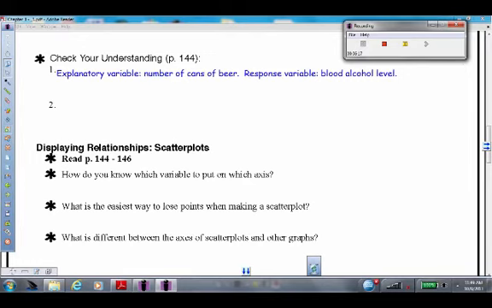Okay, so how does beer affect the level of alcohol in our blood? The legal limit for driving in all states is 0.08%. In a study, adult volunteers drank different numbers of cans of beer. 30 minutes later, a police officer measured their blood alcohol levels. So we're identifying the explanatory and response variables. The explanatory variable is the number of cans of beer. The response variable is the blood alcohol level.